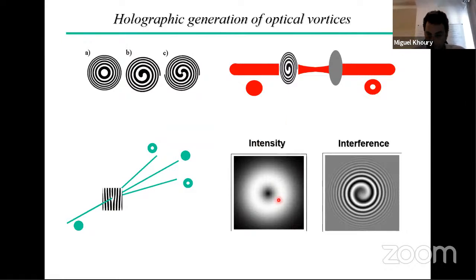To have an idea about how these vortices look in the lab, we plot here some calculations for the intensity pattern and also for the interference pattern with a plane wave. And we see here, for example, this spiral of bright and dark fringes that characterizes the vortex.